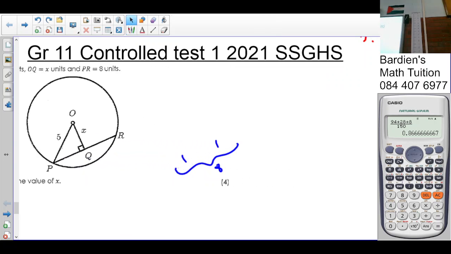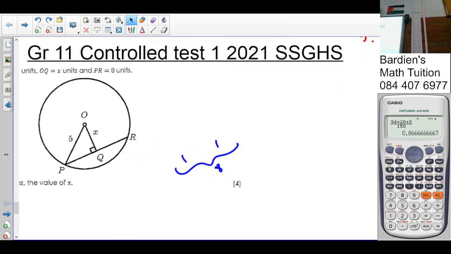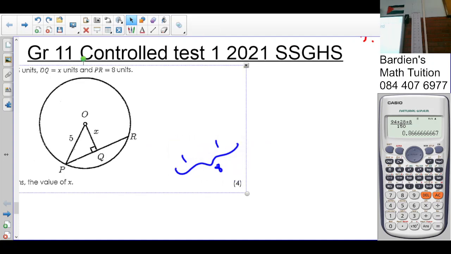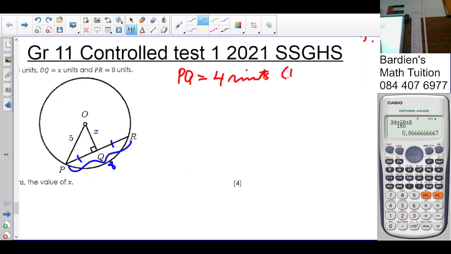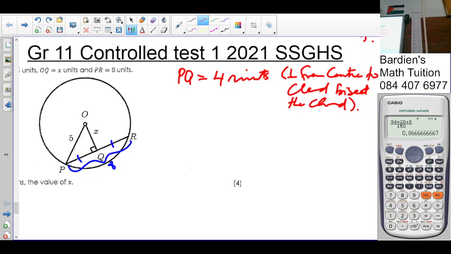So in order to solve for x, I need to know what PQ is. But we know that PQ is equal to 4 units. Why? Because as I said now, it's perpendicular from center to chord, which bisects the chord. Okay, so there's 4.